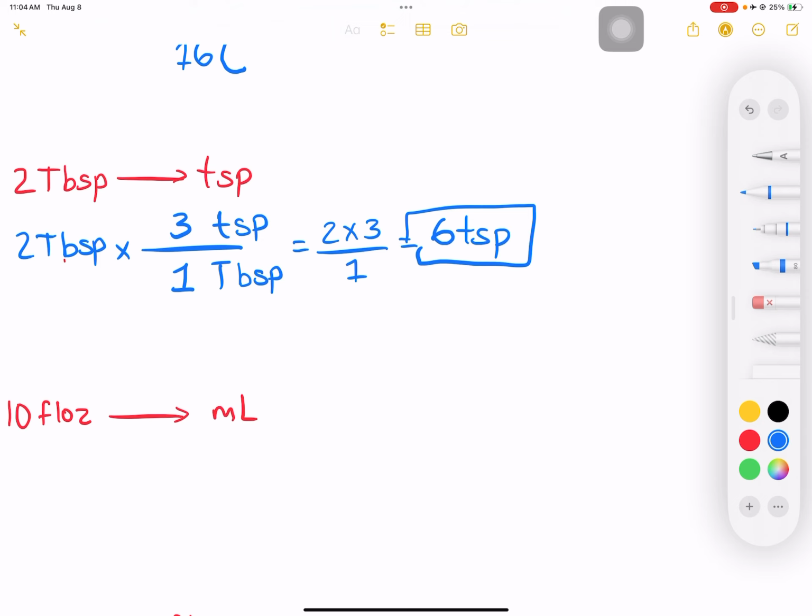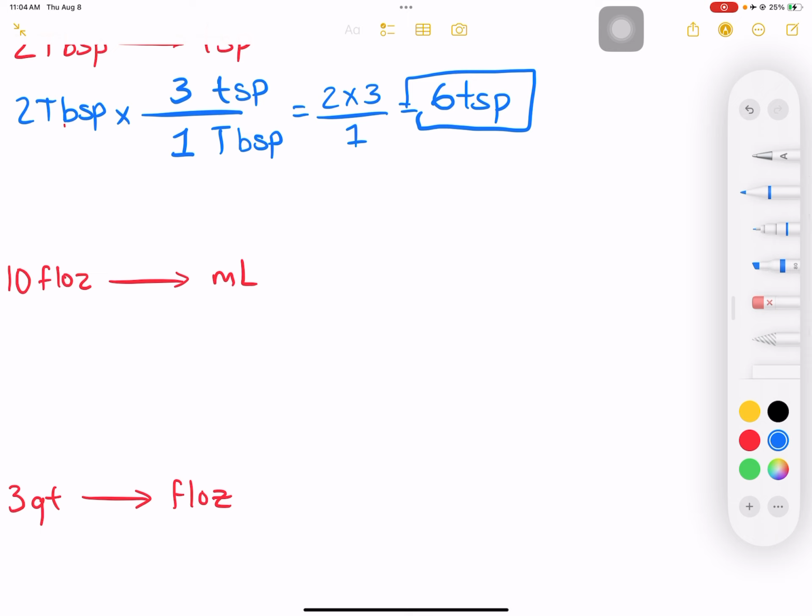Okay, let's go ahead and do the third one. 10 fluid ounces, we're converting to milliliters. Dimensional analysis says we start with the given quantity.